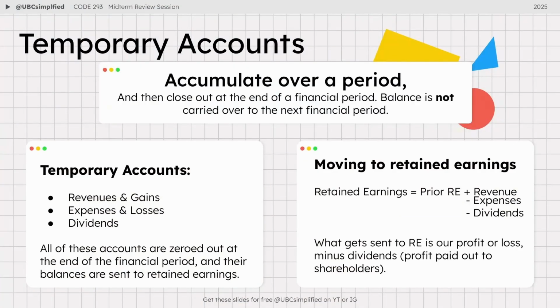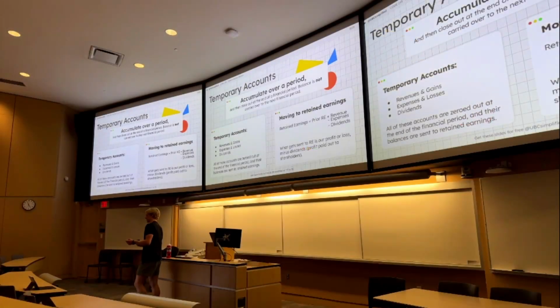So first we have our prior retained earnings. This is basically like if we had a bucket and each year we're filling it with water. We take that level of the bucket, that's our retained earnings, and then we add in our revenue because this is the money that we've taken in, and then we take out our expenses.